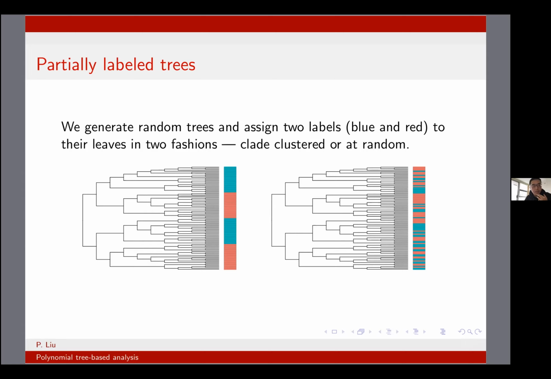So in this case, we generate random trees and assign them 2 labels, blue and red, to the leaves. The first one is we assign the labels to the clade. So to a big clade, we assign all of them to blue, and all of the leaves in the other clade to red. And the right one is we assign labels randomly. And we also generate 2 types of trees, with different topologies.